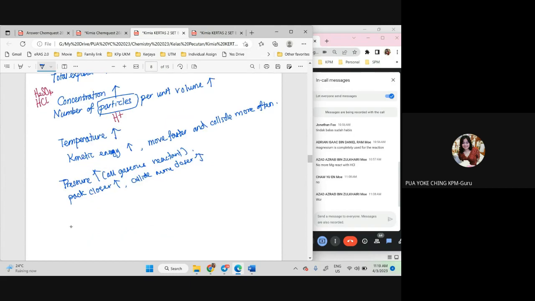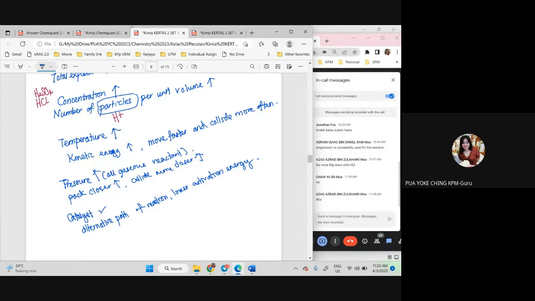And the last one is your catalyst. Okay, when catalyst presents, they will have alternative path of reaction that need lower activation energy. Okay, tenaga pengaktifan yang lebih rendah. So that one is for catalyst. So the rest untuk chapter 7 is to label the EA, activation energy.